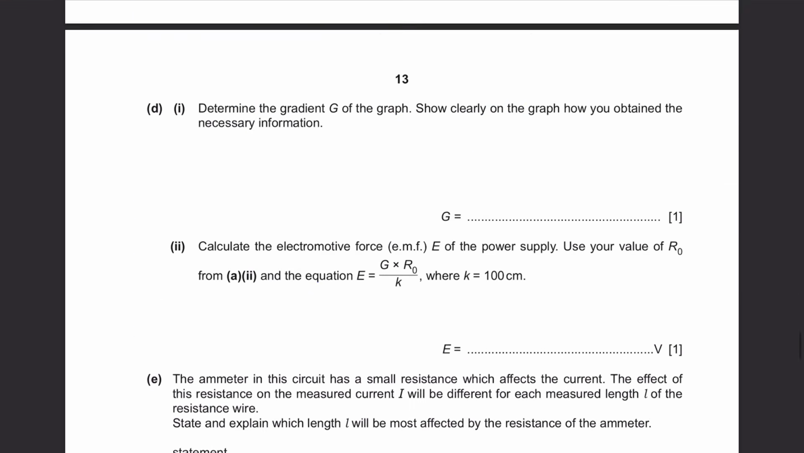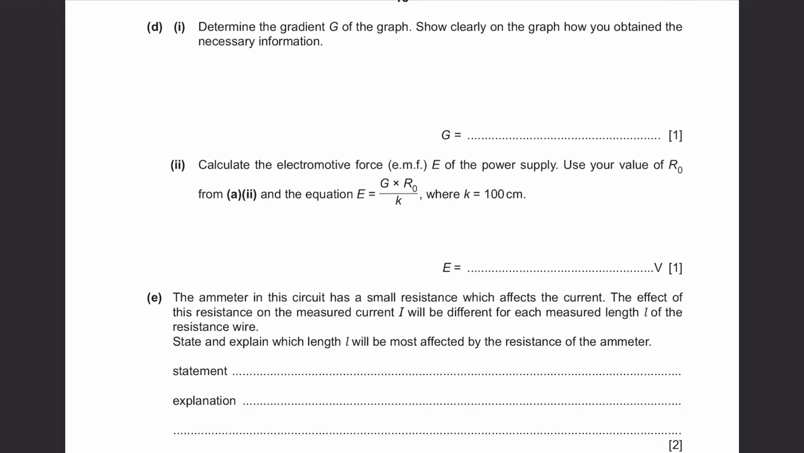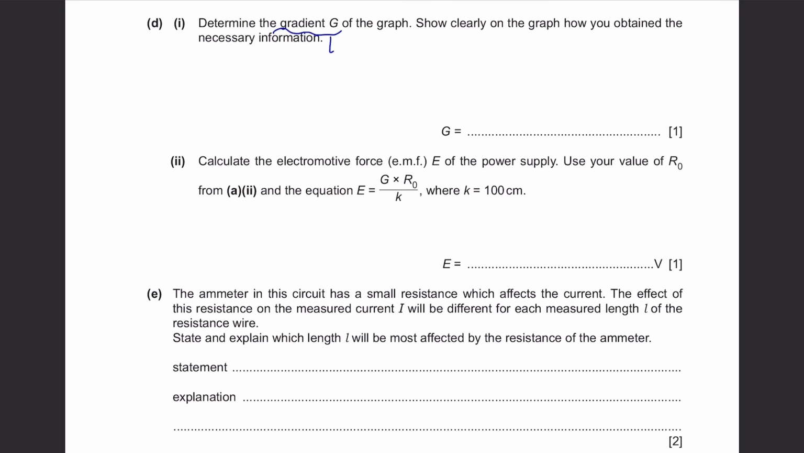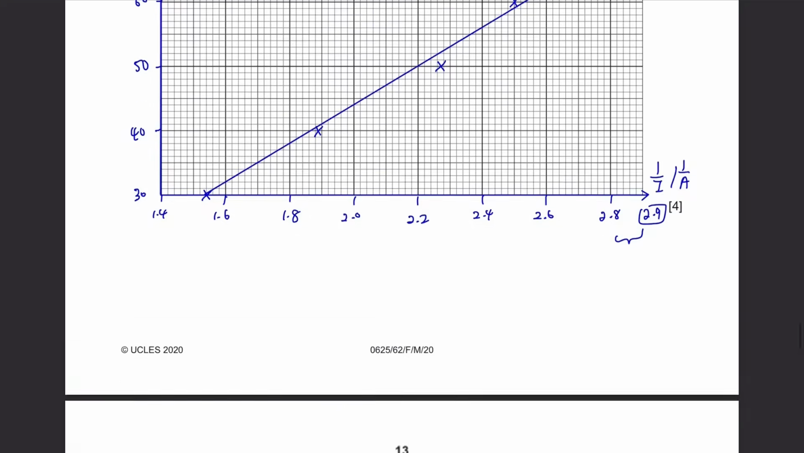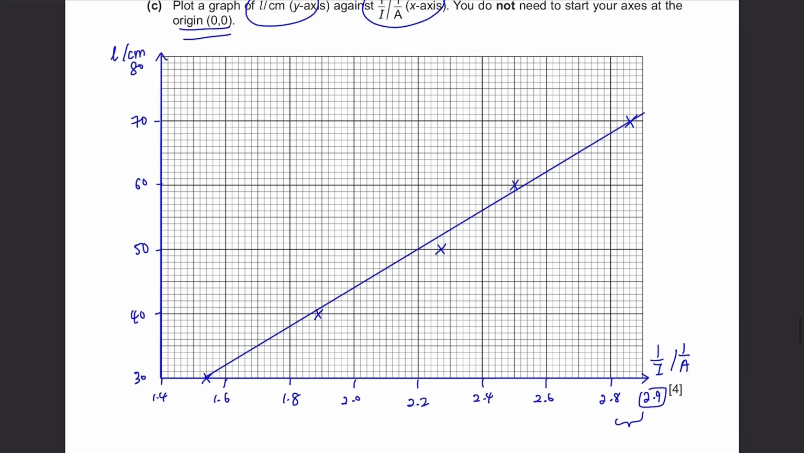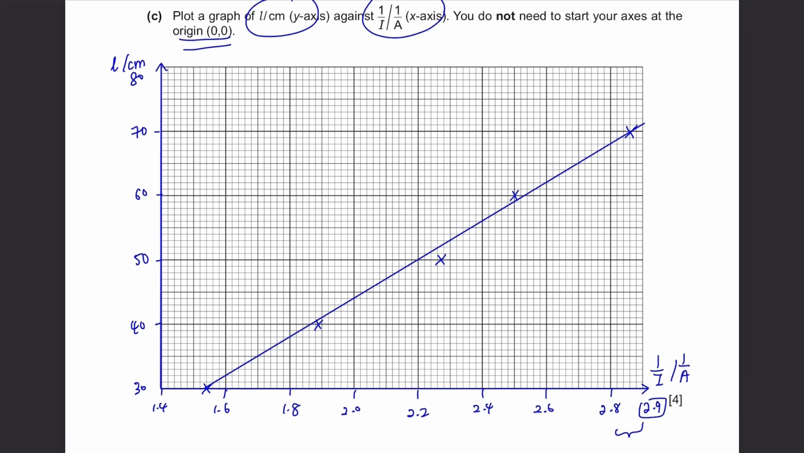Part D. Determine the gradient g of the graph. Show clearly on the graph how you obtain the necessary information. Well, to find the gradient, we usually use y2 minus y1 divided by x2 minus x1. While for physics, if they ask you to find the gradient in paper 6, we need to use something called the triangle method. It's actually the same thing, but you just need to draw the triangle on the graph to show which coordinates you have chosen.